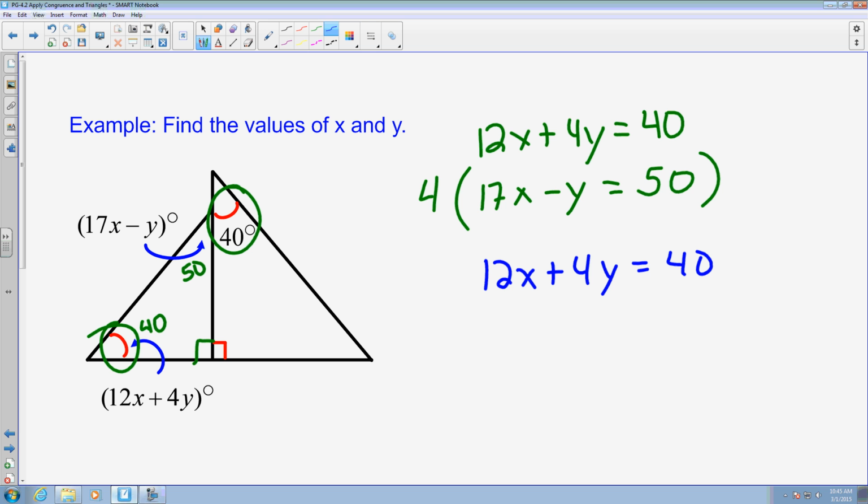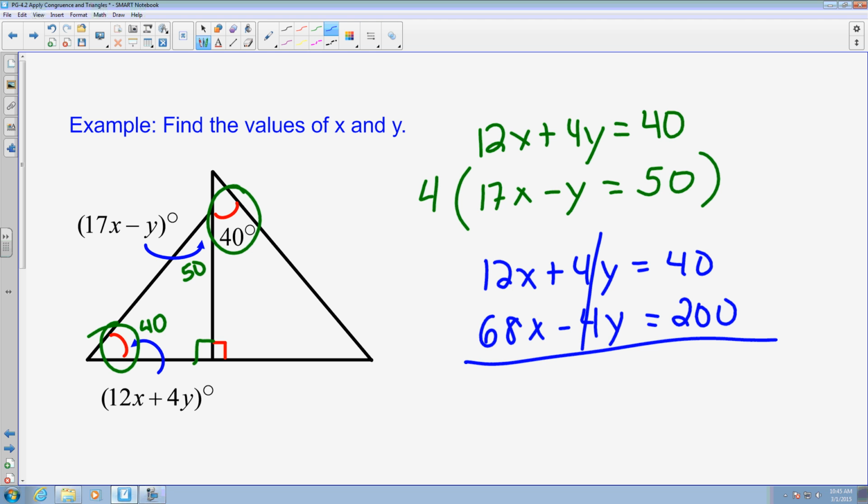I'm not going to change anything with that. But I'm going to multiply everything on the bottom by 4. So 17 times 4 gives me 68. So I got 68x, minus 4y, and it's going to be set equal to 4 times 50, which is 200. Since they're opposite coefficients of each other, those now cancel. So then I can add up the like terms. 12 plus 68 gives me 80x, and this equals 240. Now 240 divided by 80 gives me x equals 3.